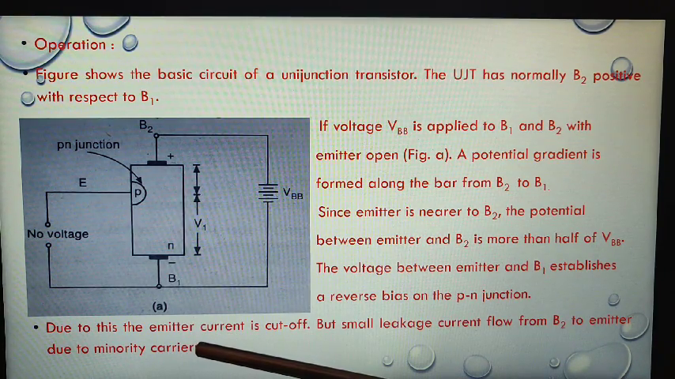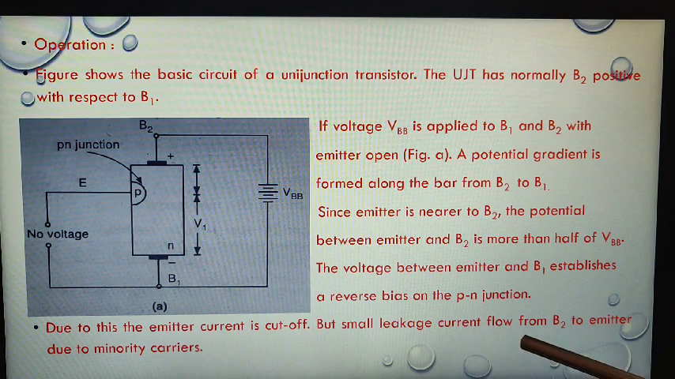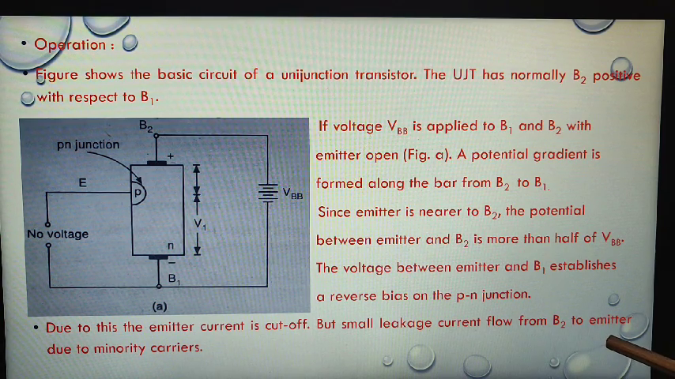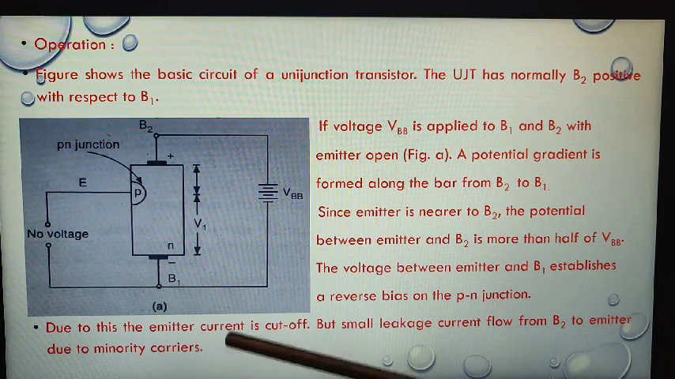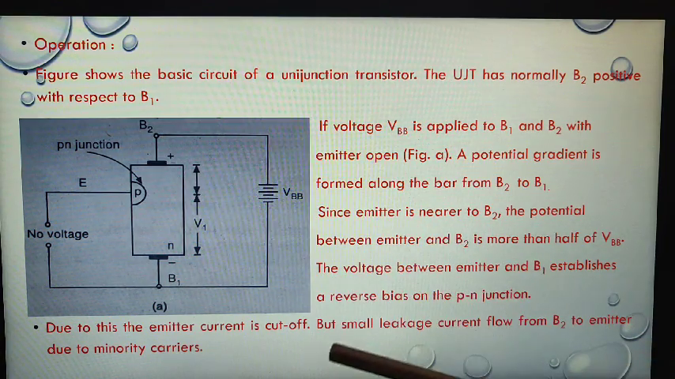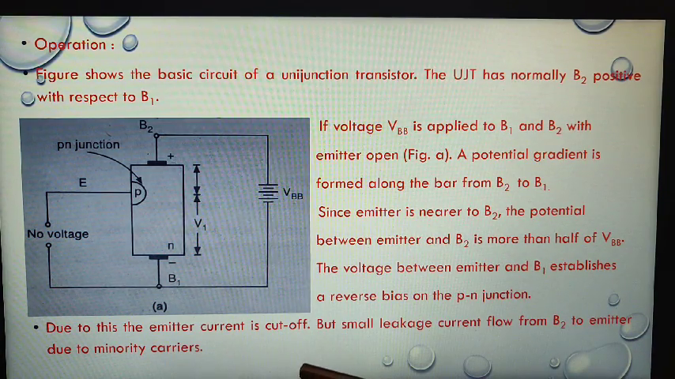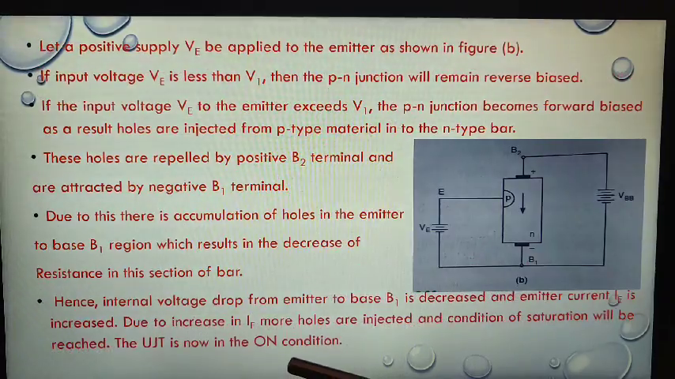Due to this, the emitter current is cut off, but a small leakage current flows from B2 to emitter due to minority carriers. This current is called the leakage current, and it is due to the minority charge carriers.